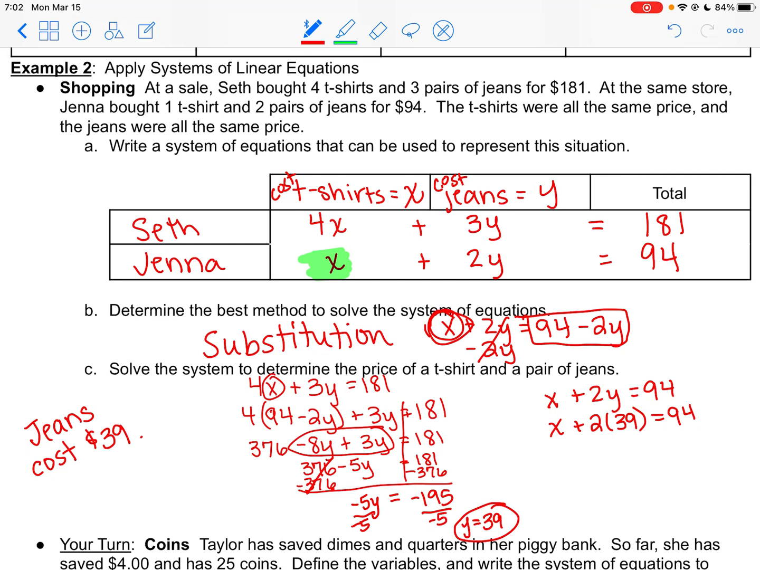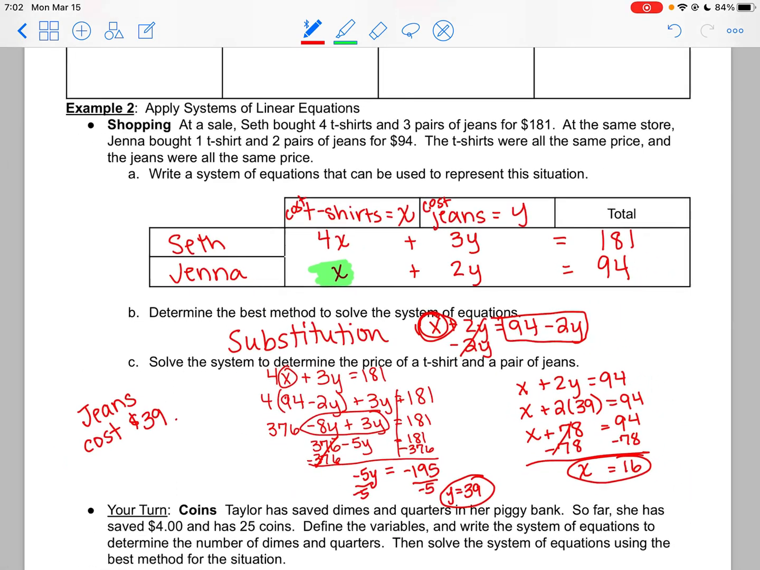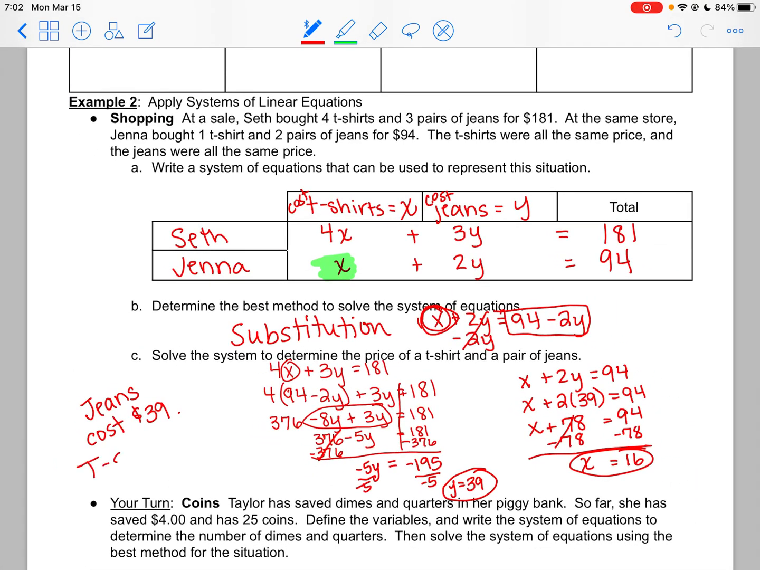So if I multiply 2 times 39, that tells me that she spent $78 on jeans. And then I'm just going to take that away from her total of 94. So I do 94 minus 78, and that gives me 16. So that says that 16 was the price of a t-shirt. So t-shirts cost $16.